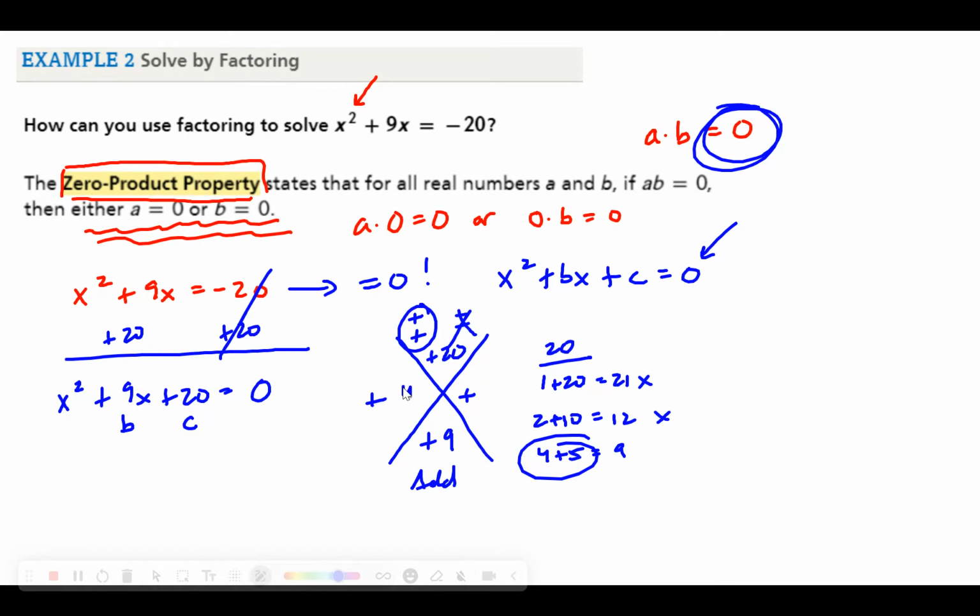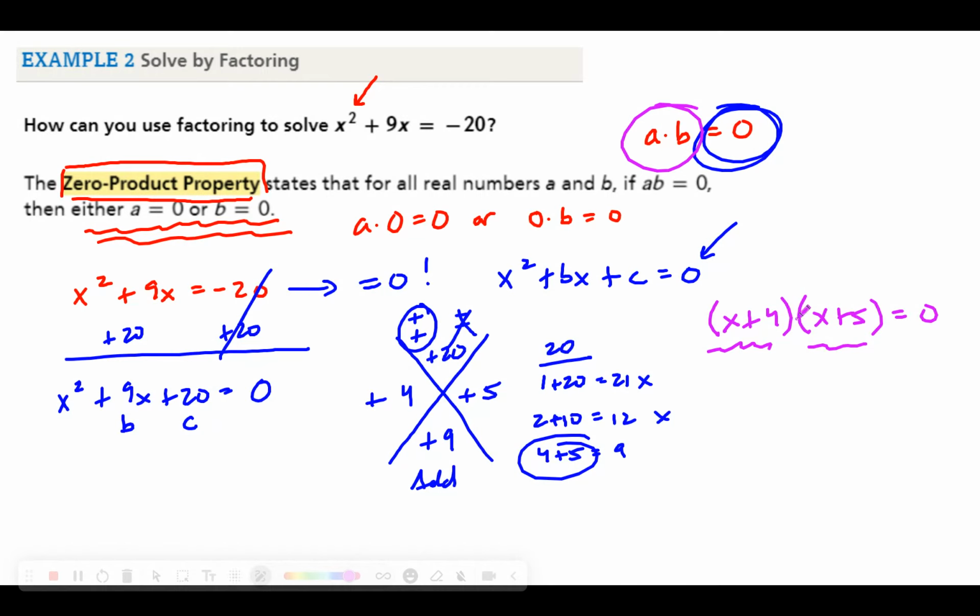So 4 and 5. Now my equation says, and I'll write over here in purple, x plus 4 times x plus 5 equals 0. And here are my proverbial a and b from up here.